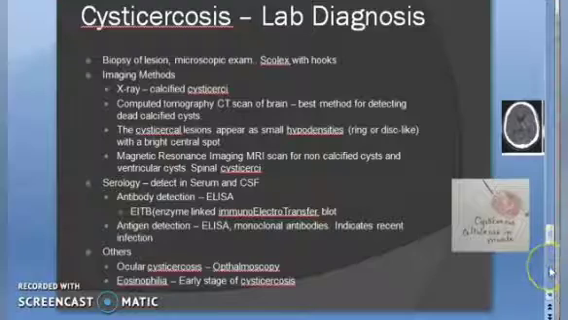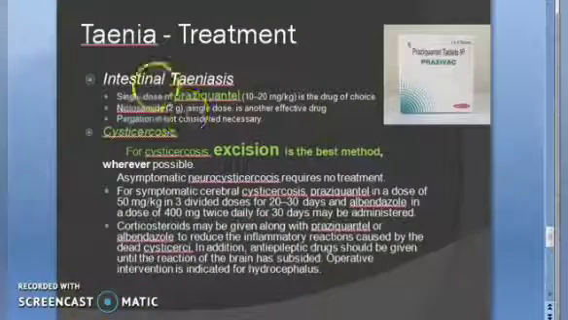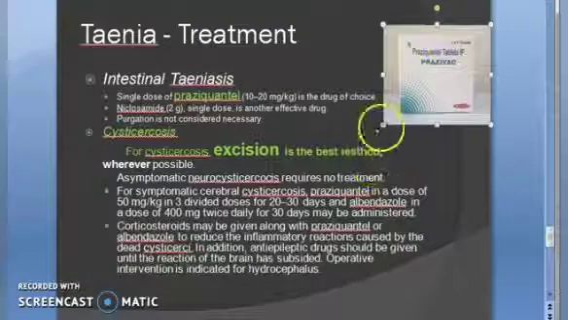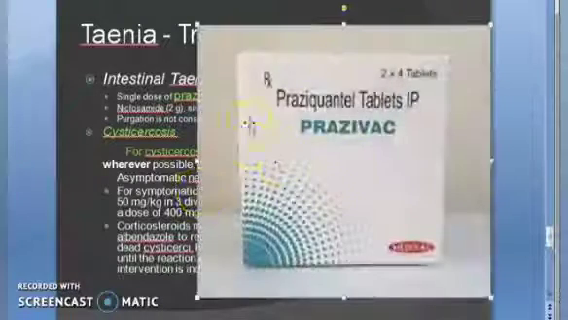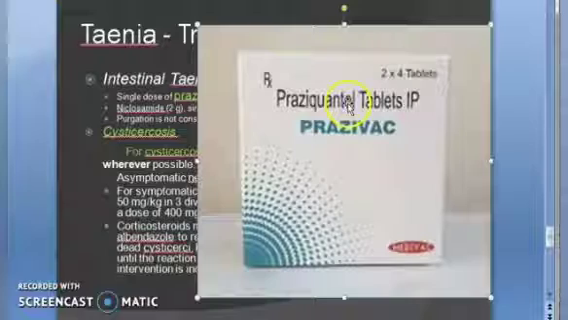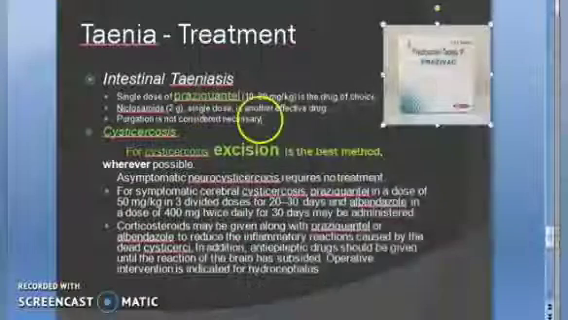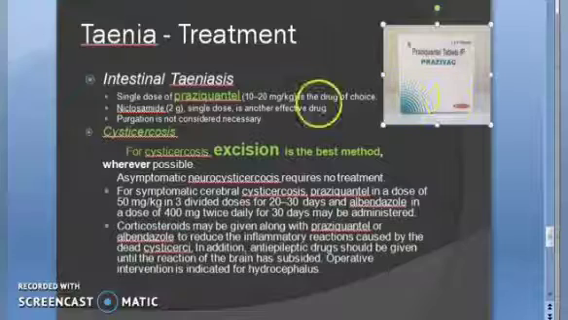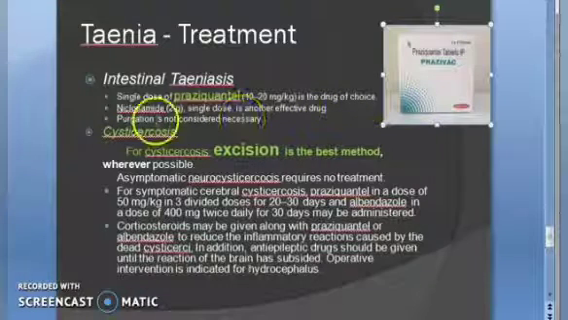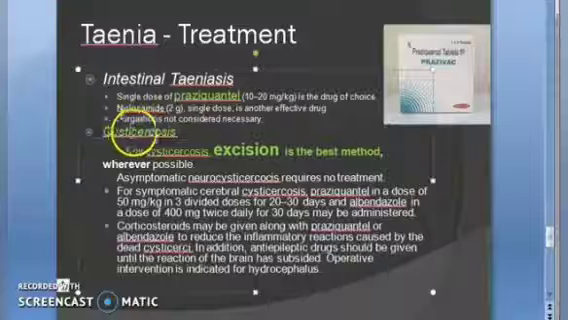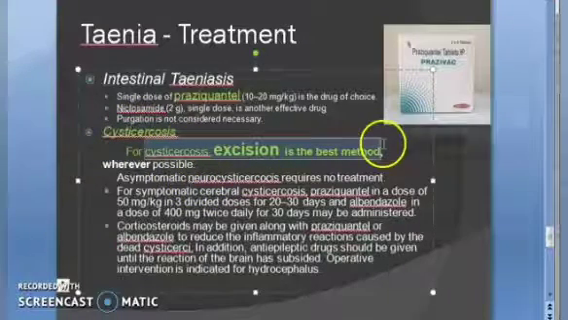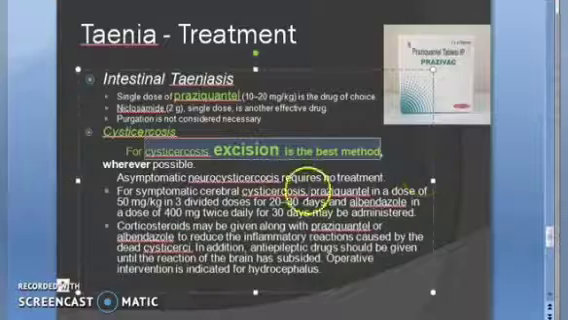So let us move on now to the treatment. Treatment is praziquantel. Give it for what? Taenia, tapeworm. So 10 to 20 mg per kg is the drug of choice, they are saying. I think this much is enough. Cannot remember all the names. For cysticercosis, excision is the best method, they are saying.